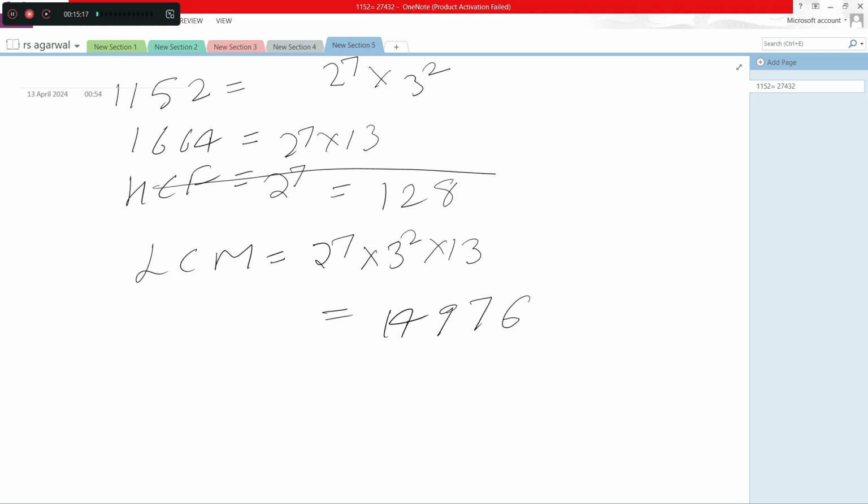So we'll move to the next question. Again we have to find the SCF and LCM of three different numbers here. So we'll see how it will work.